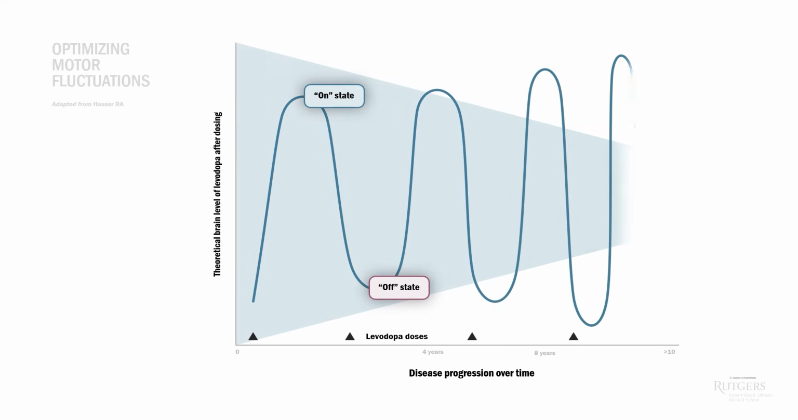Over time, the nigrostriatal dopaminergic neurons continue to degenerate, losing their ability to store and release exogenously administered dopamine. At that point, levodopa's maximal benefit and the duration of that benefit decline to as little as an hour or two, mirroring the drug's rapid metabolism.